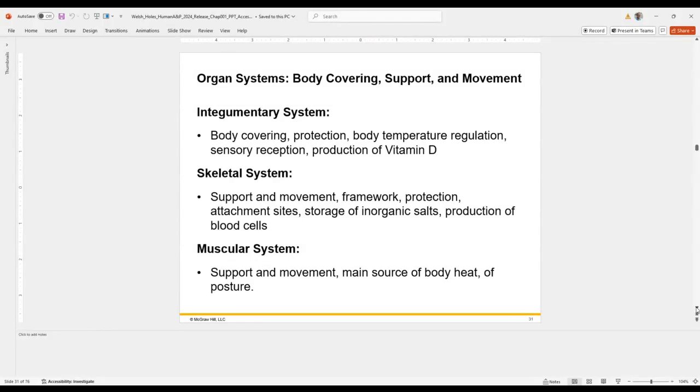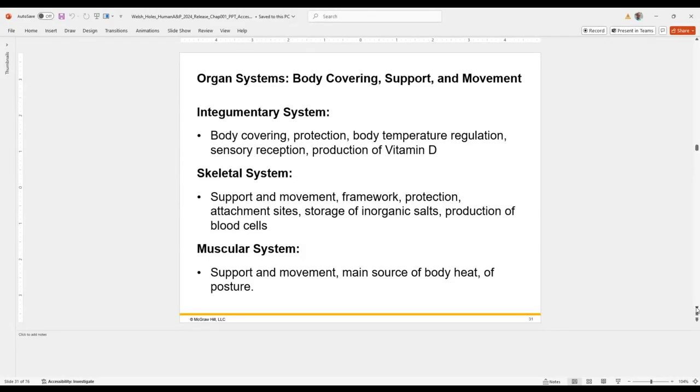Okay, now let's talk about organ systems. And you need to go ahead and get to know these pretty well at the beginning and the major organs in them. You don't have to know everything about them yet, just what they are, what they do, and what are the major organs. The integumentary system, we're basically talking about skin, hair, and nails. It's a body covering, protection, body temperature regulation, sensory reception, production of vitamin D. The skeletal system, so we're talking about bones, support and movement, framework, protection, attachment sites, storage of inorganic salts, production of blood cells. So the skeletal system does a lot more things than most people think.